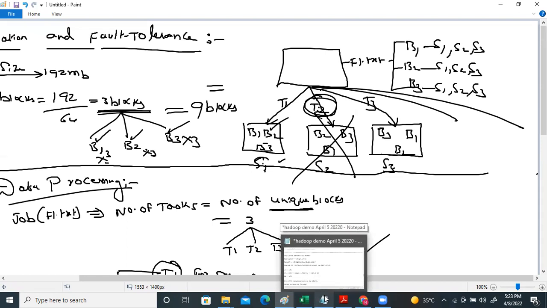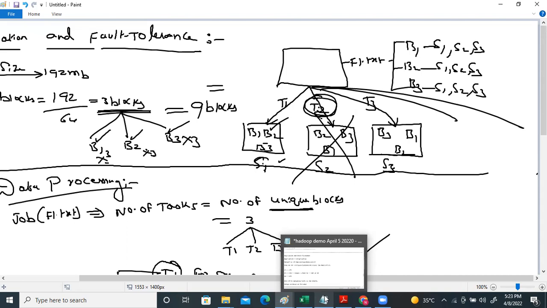Whenever you configure replication or block size, we need to restart the entire cluster. Whenever you modify the replication or block size, we need to restart the server, because the configuration file is read only at the start of the cluster: what is your default block size, what is your default replication, it reads at the start of that cluster only.